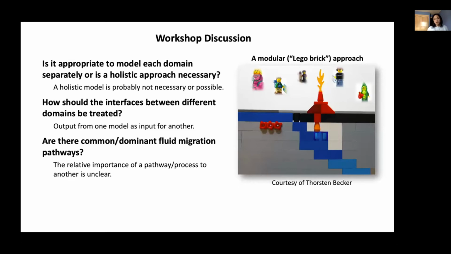So again, just a few discussion points that I want to mention. This is from the main part of the workshop. When we talk about an integrative modeling framework, some people might think about this grand model that incorporates all sorts of processes. Is that something that we would like, or is it still appropriate to model each domain separately, as has been done? The general consensus was that a holistic model is probably not necessary or possible at this stage, and that a modular, Lego brick approach is appropriate.